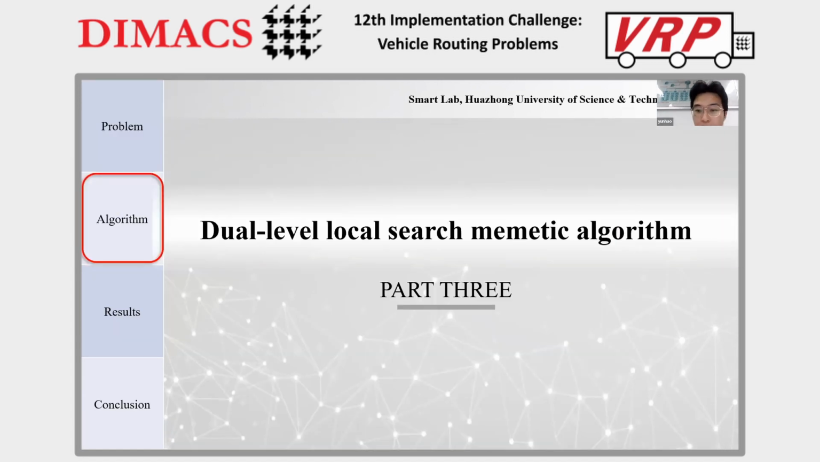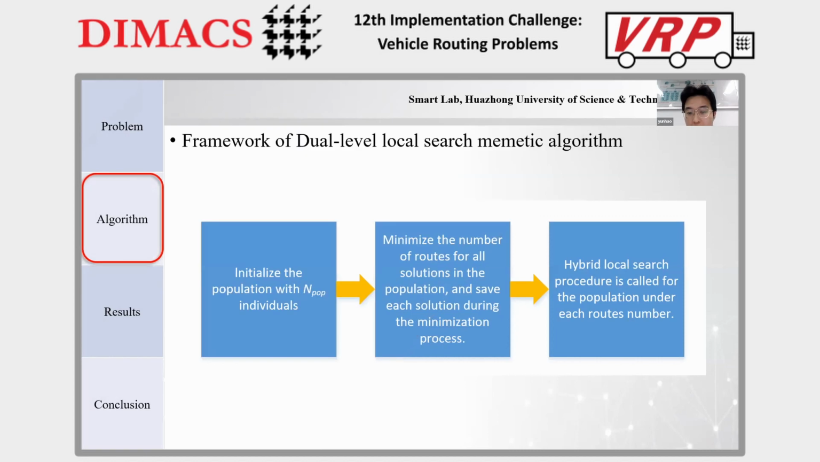To solve this problem, we propose the dual-level local search memetic algorithm. This algorithm is mainly divided into three parts: initialization, reducing the number of routes, and hybrid local search.